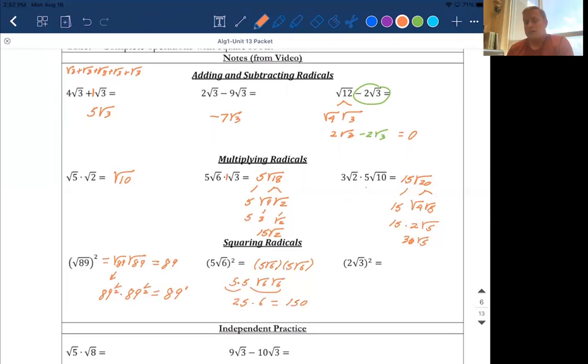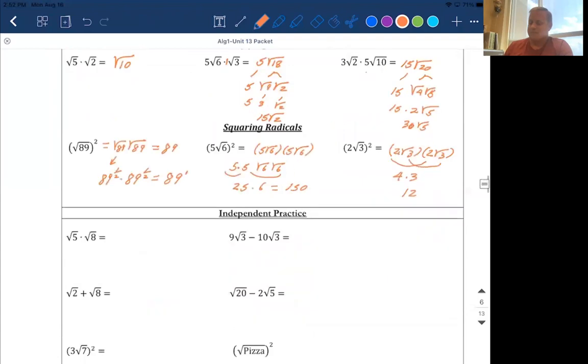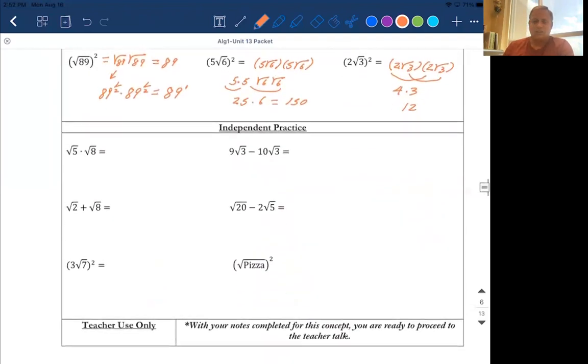Can you do the next one in your head? I bet you can. It's 2 square root of 3 times 2 square root of 3. You might be faster than I. 2 times 2 gets done first. That's 4. The square root of 3 times the square root of 3 is 3. 4 times 3, that's 12. It is. All right.